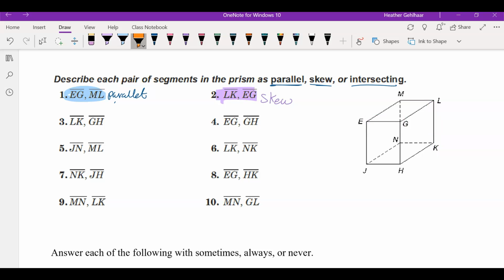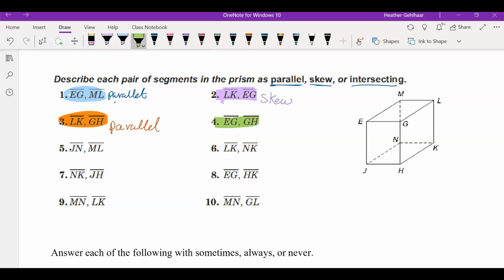Next, we have another example, LK and GH. Oh, looks like those are on the same plane, so they're going to be parallel. And at any point, if you wanted to pause the video and come back to see what the rest are going to be, go ahead and do that.